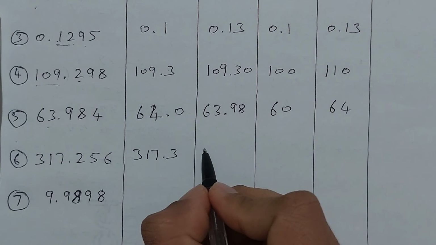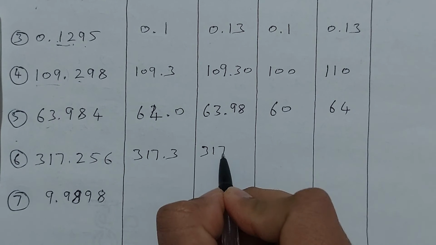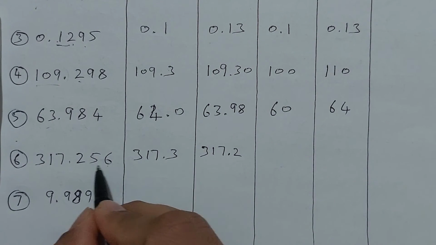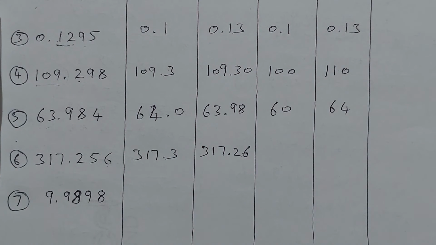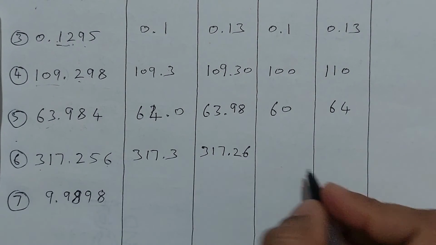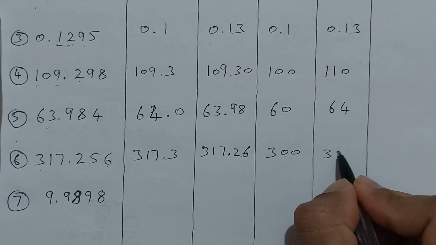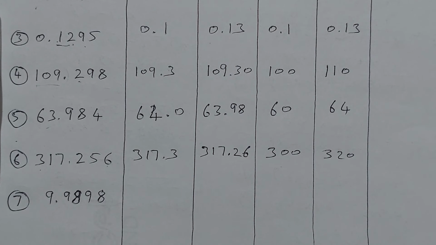2 decimal place, 317.2 will remain same. The 5 will change because of the 6. It will become 2. That's it. Always change the last number if the next number is bigger. Significant. First number, round it to nearest 100. That's it. 300. And now round it to nearest 10, which is 320. That's it.